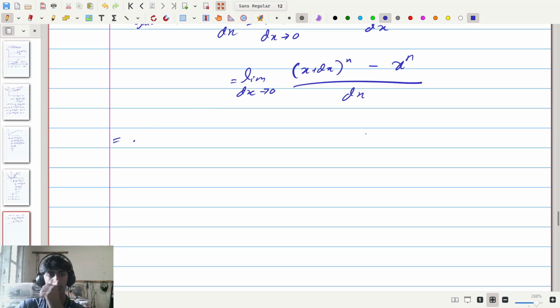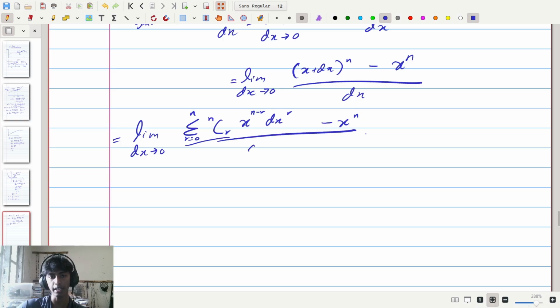This is equal to the limit as dx approaches 0 of, replacing this with the sum formula, the sum as some quantity r goes from 0 up to n of n choose r times, in this case, we'll do x to the power of n minus r and dx to the power of r, and then that whole thing minus x to the power of n, whole divided by dx. So this is the quantity we are interested in.